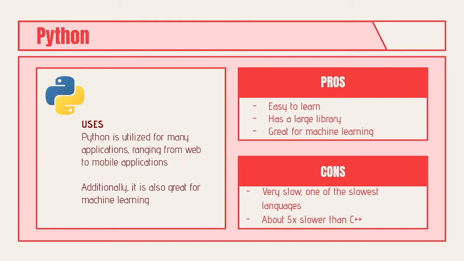Python. This one's really good for different applications like web and mobile, and it's also great for machine learning and data science. It's very easy to learn, and it has a lot of libraries, so you can go from a beginner programmer to a very advanced senior engineer just from Python. But one of the issues is that it's very slow, about 5 times slower than C++. This is just due to the syntax, but it shouldn't be a huge downside to Python. If you're really interested in Python, you should just keep going regardless.